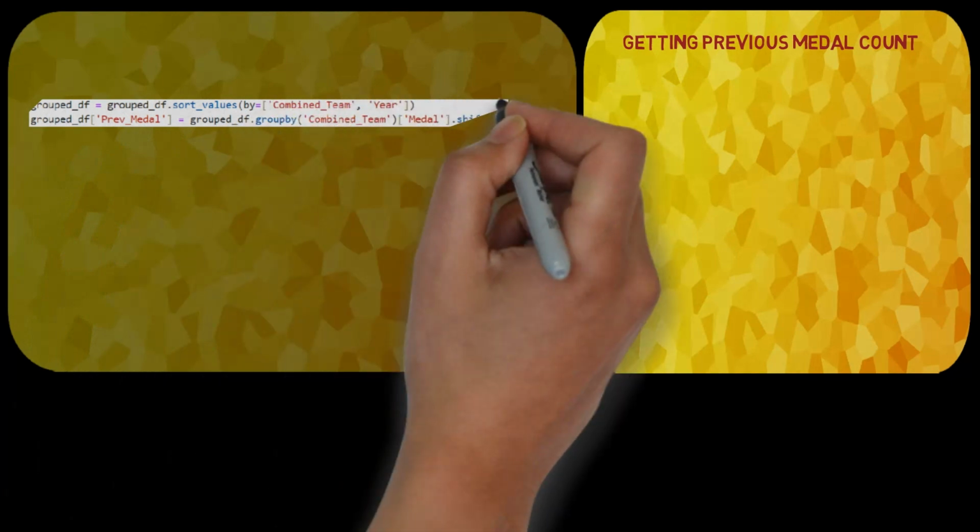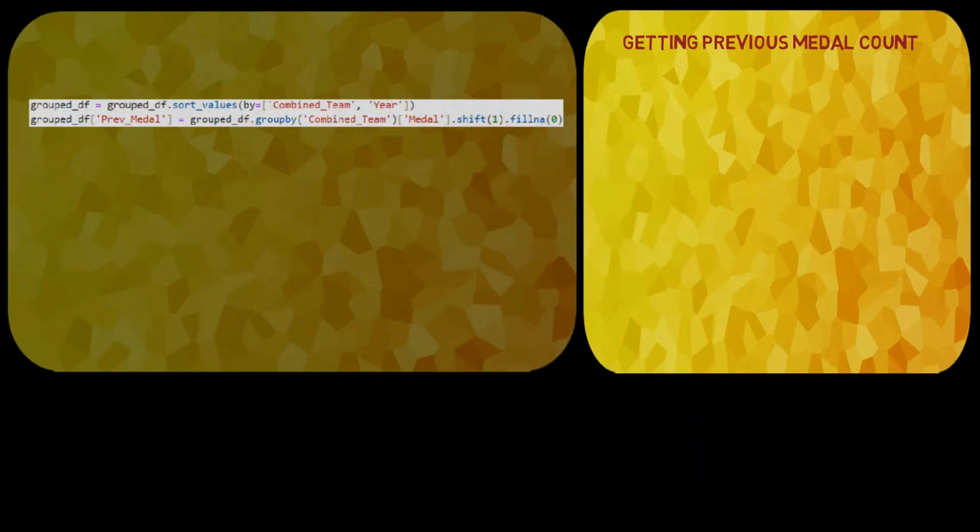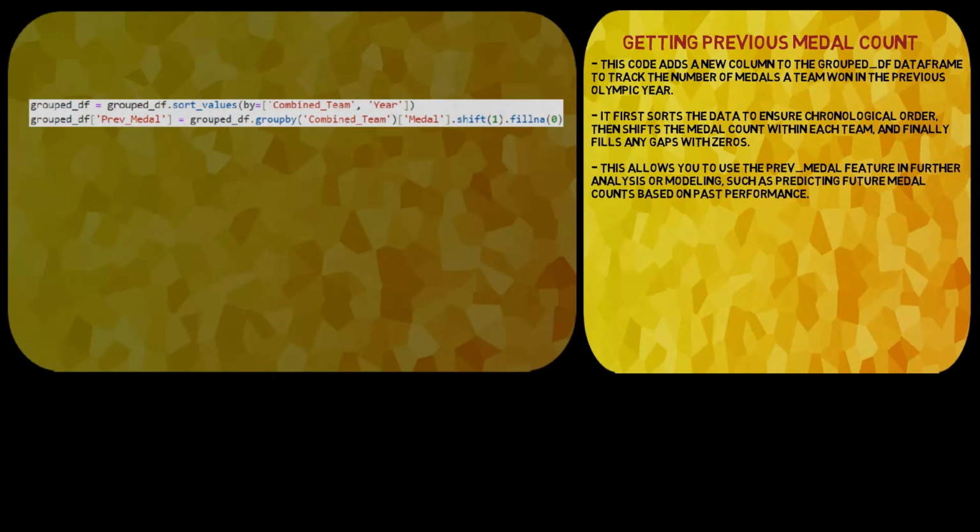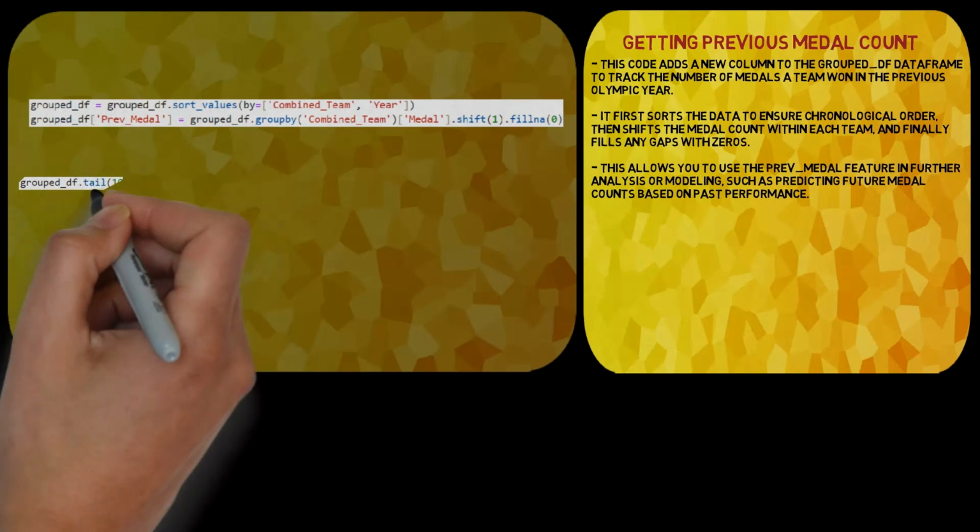Getting previous medal count. By adding a column to track the number of medals a team won in the previous Olympic year, we create a useful feature for our model. This column is filled in a way that ensures the data is chronologically accurate.